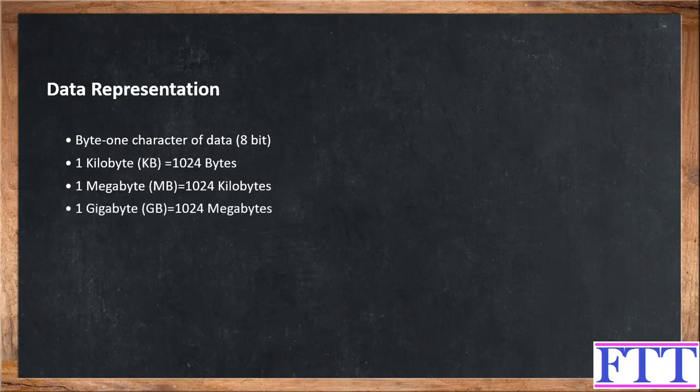1 GB is nothing but 1024 megabytes. 1 gigabyte is 1024 megabytes. So what is 1 terabyte? It's 1024 gigabytes that we call 1 terabyte.